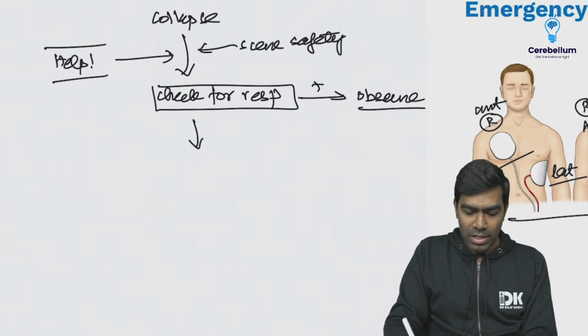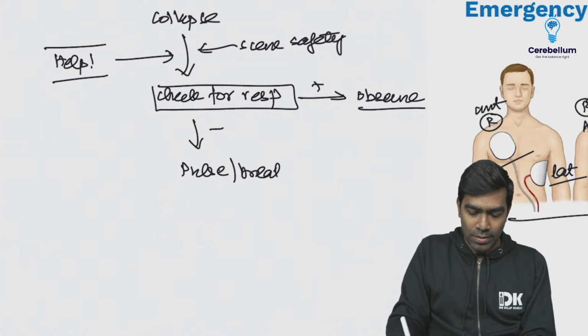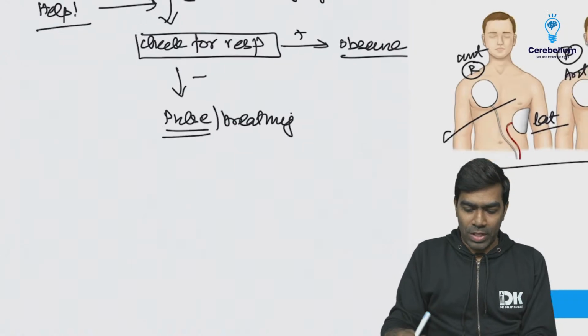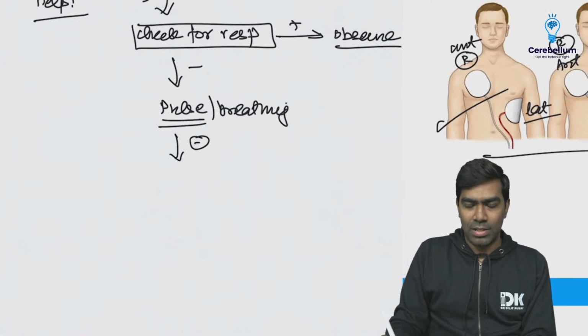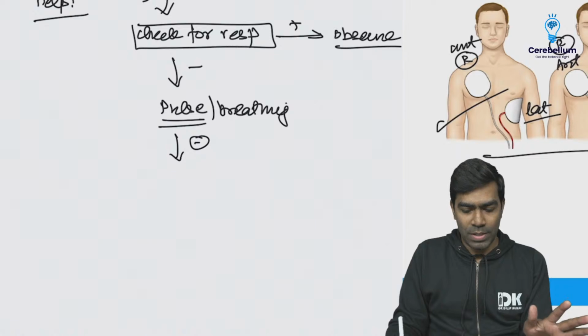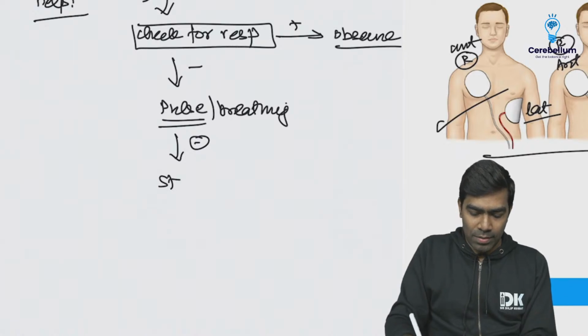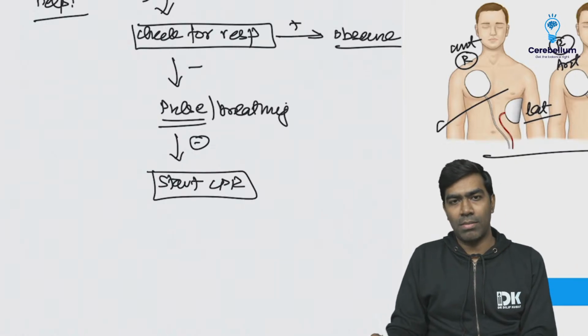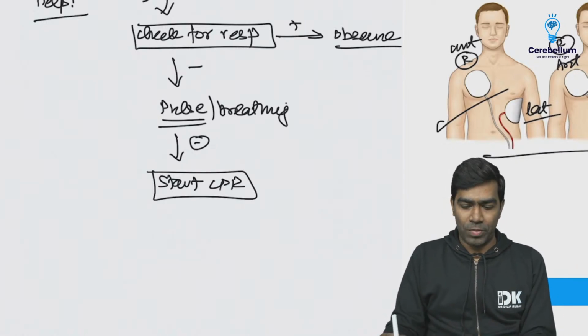If the patient is not responsive, then the next step is to check for pulse and breathing together. Check for the pulse and breathing, even though the pulse is the most important. If the patient doesn't have a pulse, it is equal to cardiac arrest, which means you have to start CPR immediately.